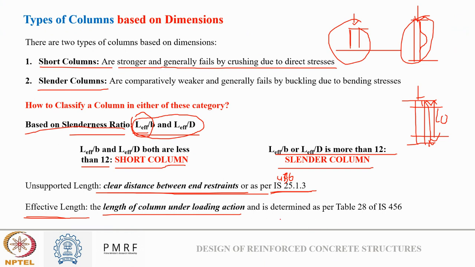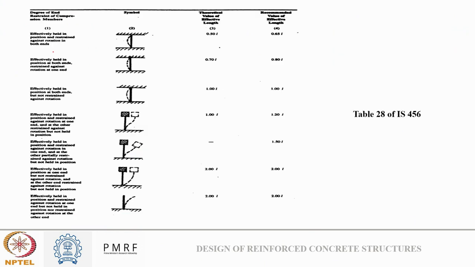And how do we determine effective length? It is determined using Table 28 of IS 456. This is the table that IS 456 has provided. Based on different degrees of end restraint, we can see different values of effective length reported for the columns. The first case is effectively held in position and restrained against rotation on both sides. In this case, you can see this is the part of the length that is under the action of the load, not the complete length.